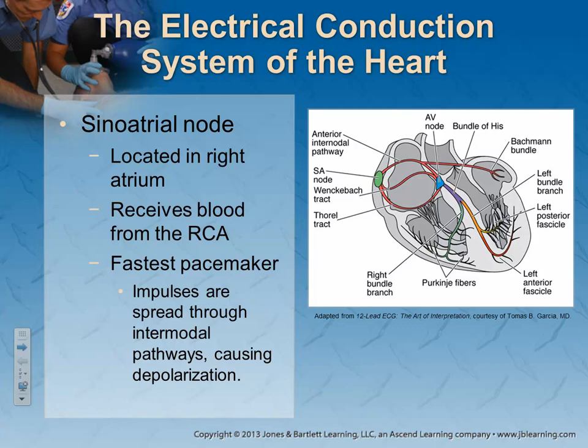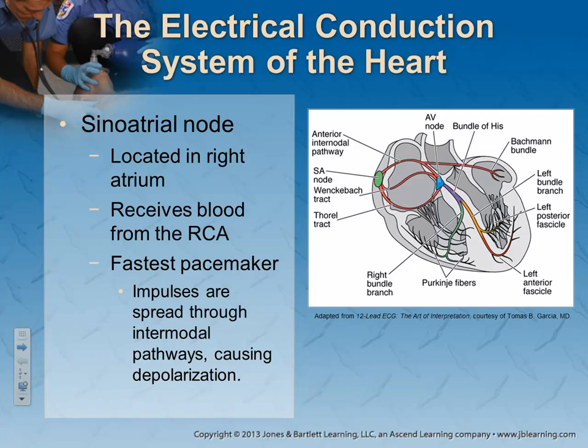So the SA node is going to be at the right atria. Alright? It's going to be right here. We're going to understand next week the importance of the location of these nodes when we look at the actual electrical activity. But the SA node has these internodal pathways, which is really just the power lines to transmit the electrical impulse to the atria.